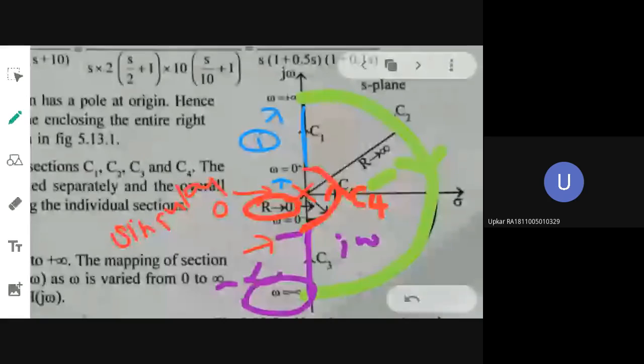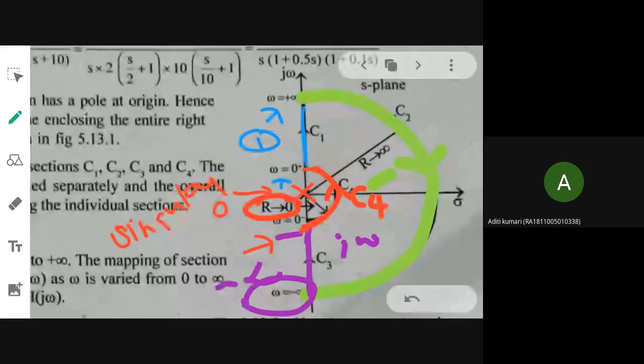Understood the first step? What is your first step? You have to draw the Nyquist contour. Suppose you have a pole at the origin or a pole on the imaginary axis, then you have to bypass around it and draw. Otherwise, you have to completely follow the original Nyquist contour. That finishes your first step.